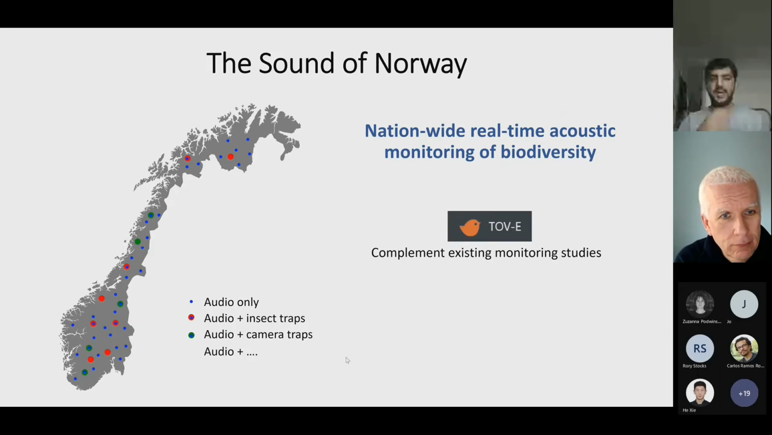The case study that we started with is TOVI, which is Norway's breeding bird survey, and there, what they do is they go once a year, and the date is variable.